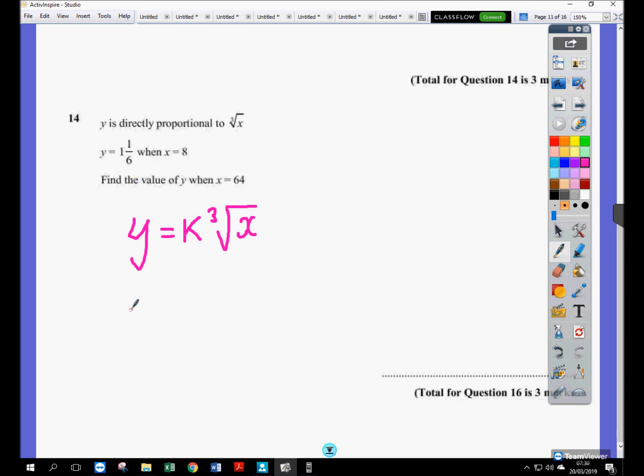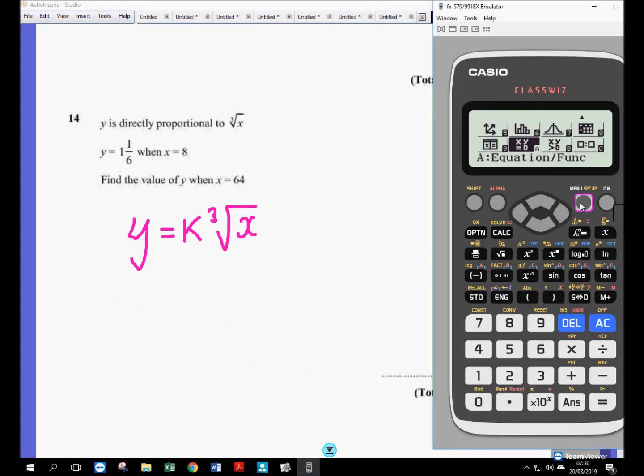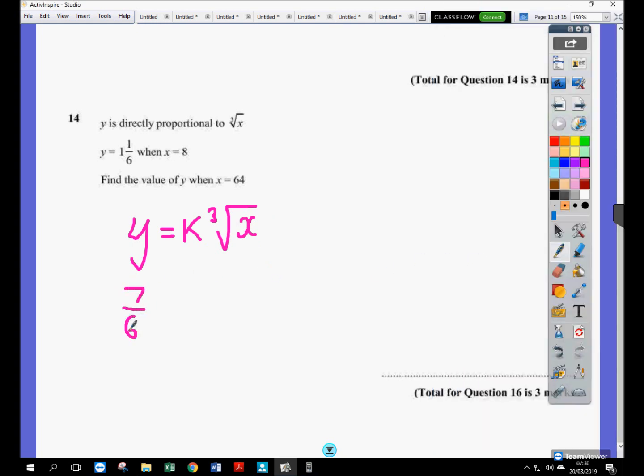Y is equal to 1 and 1/6, which is a little bit difficult to type into the calculator like this, unless you use the shift fraction button. So shift fraction is 1 and 1 over 6. You press shift and the fraction button, so 3 boxes. It's easier to use 7 over 6. If I type that in, 7 over 6 equals k multiplied by the cube root of 8.